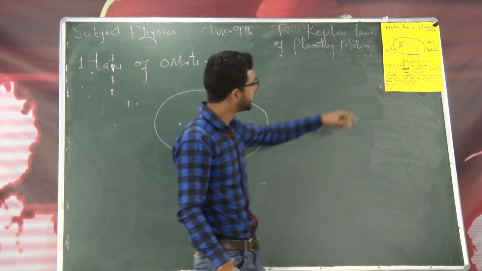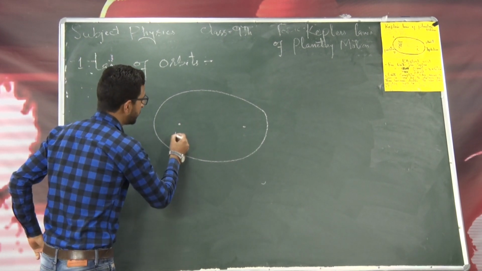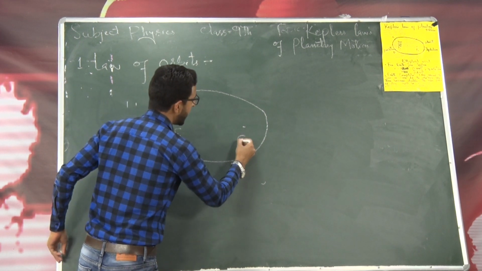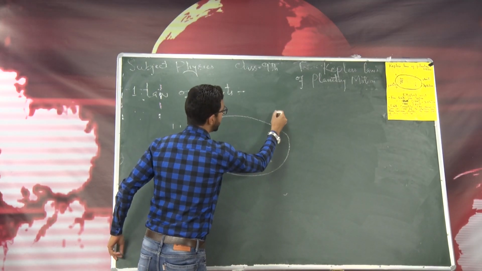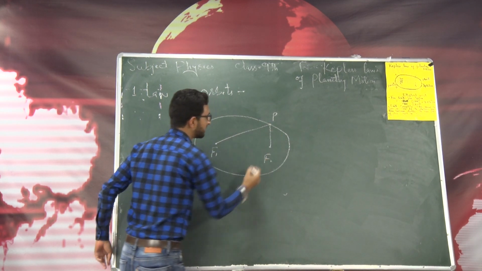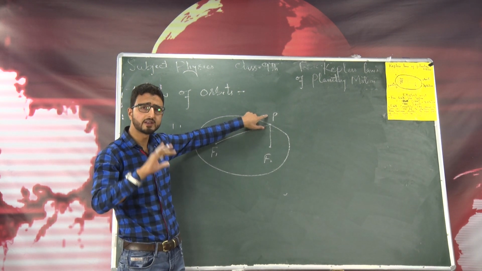You can also see it here. Ellipse is basically a closed curve having two foci, this is foci F1 and F2. If I consider any point P on the ellipse, this is the special feature of an ellipse: F1P plus F2P always remains constant.